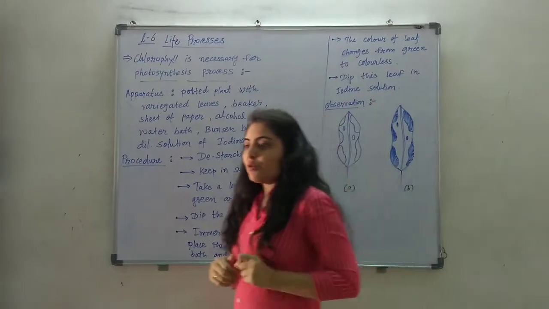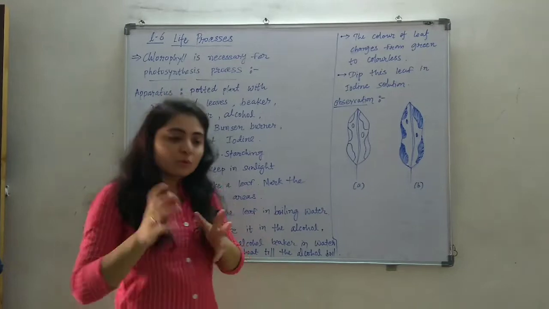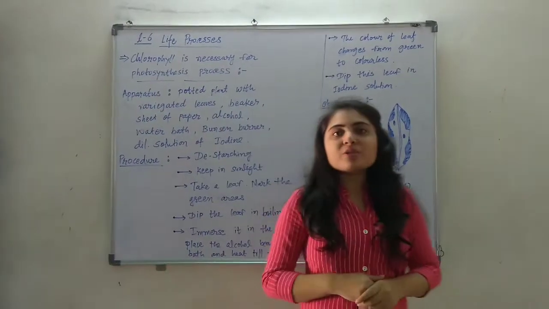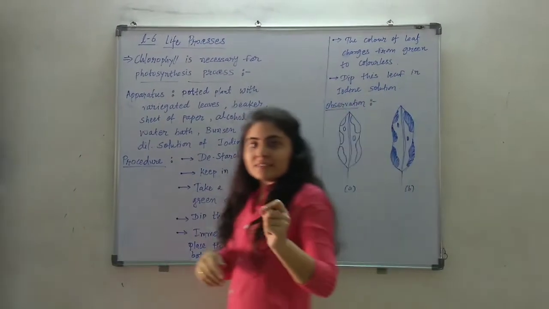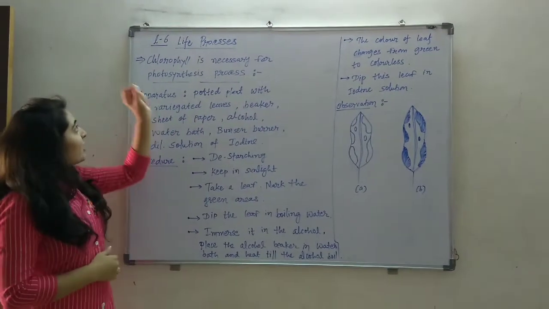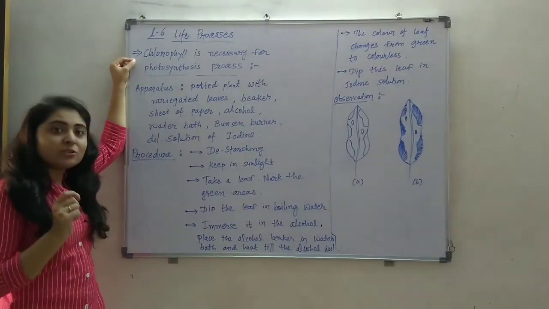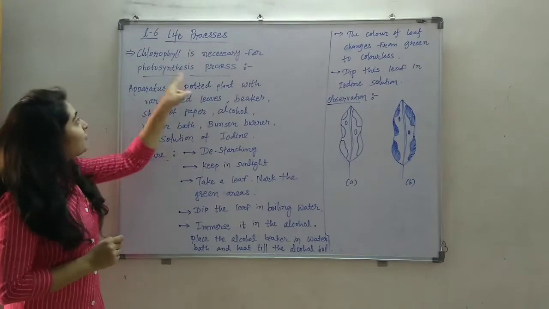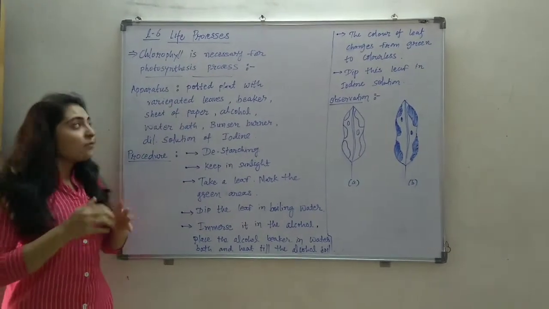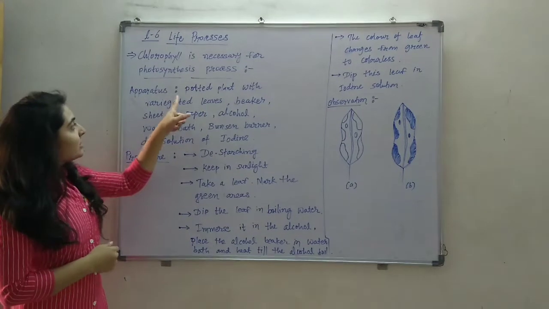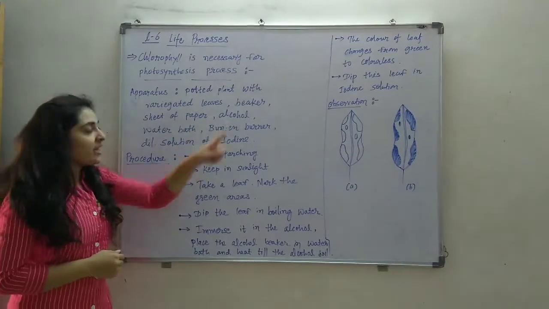Now, how do we prove that chlorophyll, sunlight and carbon dioxide are necessary? Let us see the activity here. Our aim of this activity is to prove chlorophyll is necessary for the photosynthesis process. For that, we are taking the apparatus, a potted plant with variegated leaves.